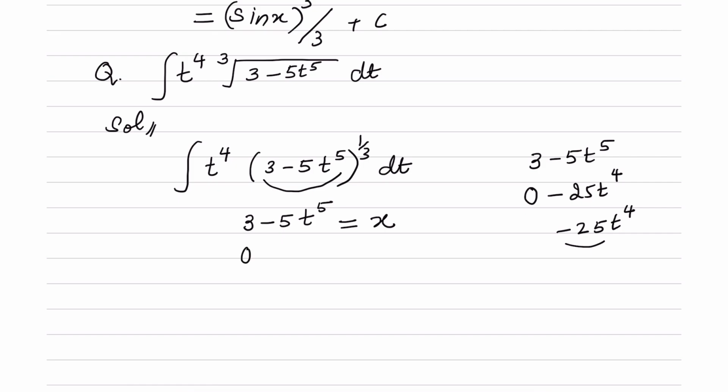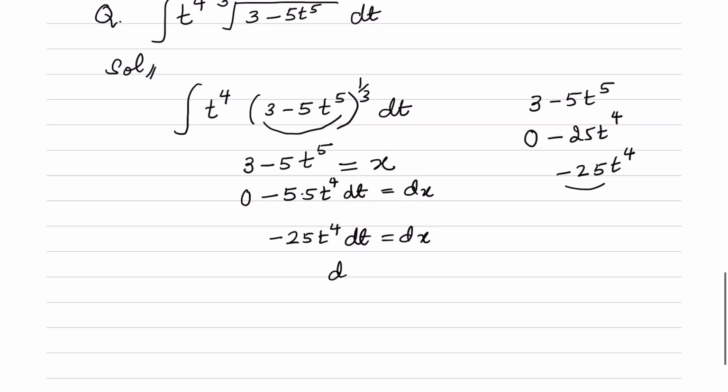Differential of 3 is 0 minus 5. Differential of t power 5 is just like the derivative, so 5 t power 5 minus 1, which is 4, and differential of t, which is dt, is equal to differential of x, which is dx. So we have minus 25 t power 4 dt is equal to dx. We can find the value of dt from here, which is dx by minus 25 t power 4.